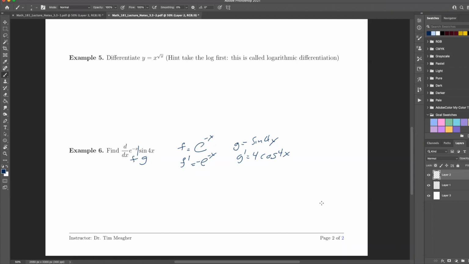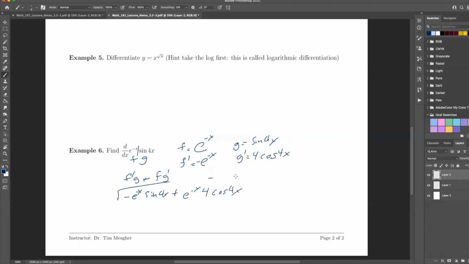All right, then from here, this derivative would be f prime g plus f g prime. And so in our case, this will be equal to minus e to the x times sine of 4x plus e to the minus x. Oh, so sorry, this has a negative sign on it too. And then 4 cosine of x. And you can leave it like this.